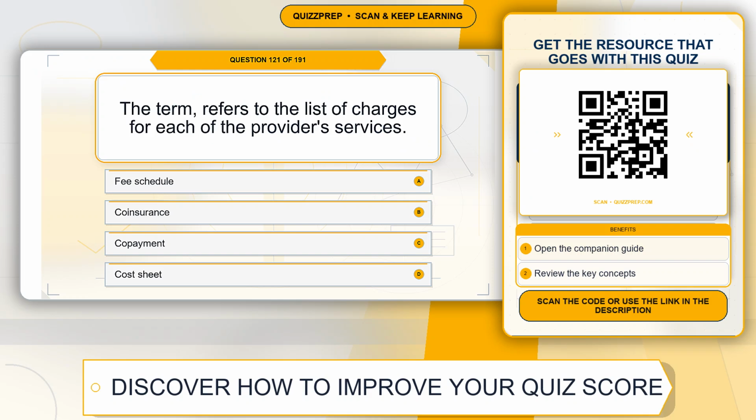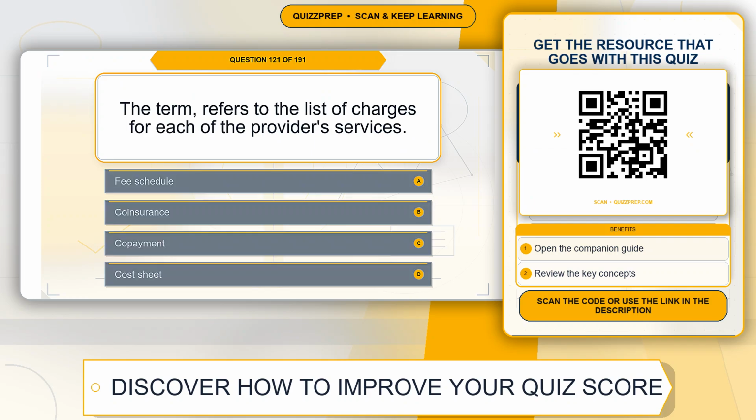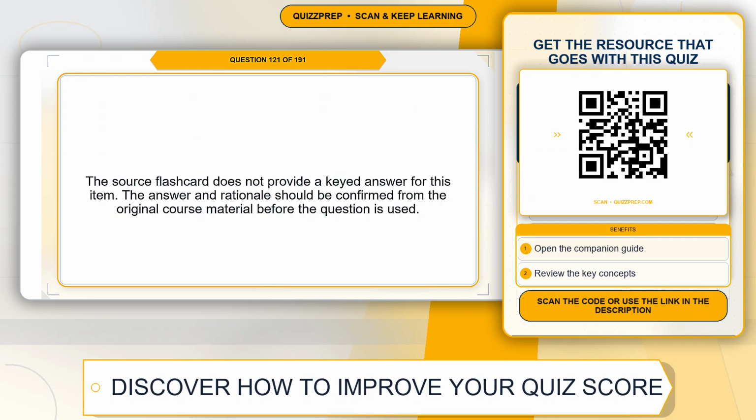Question 121. The term refers to the list of charges for each of the provider's services. Option A, fee schedule. Option B, coinsurance. Option C, copayment. Option D, cost sheet. The correct answer is not shown. Explanation: the source flashcard does not provide a keyed answer for this item. The answer and rationale should be confirmed from the original course material before the question is used.